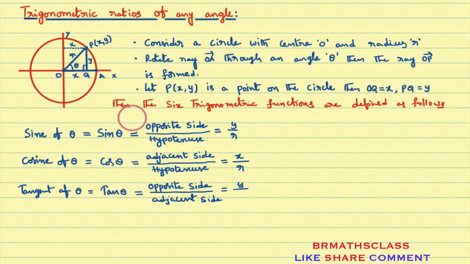What is the adjacent side? Adjacent to theta is x. So, the tangent of an angle theta is denoted by tan theta. It is defined as opposite side by adjacent side. This formula works only in a right angle triangle, and this can also be written as y by x. It can be understood easily from the figure.